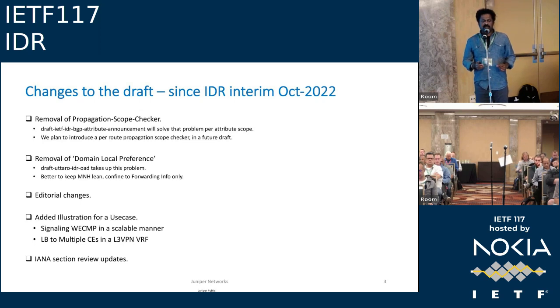And we removed the domain local preference thing that was there in the draft, because that was added to address a scenario that is being taken up by the OAD draft. So this keeps the MNH lean and confined to forwarding-only attributes. There are some editorial changes to make the draft look better, and I added some illustration of use cases that we're going to discuss now. And the IANA section is being reviewed and updated.